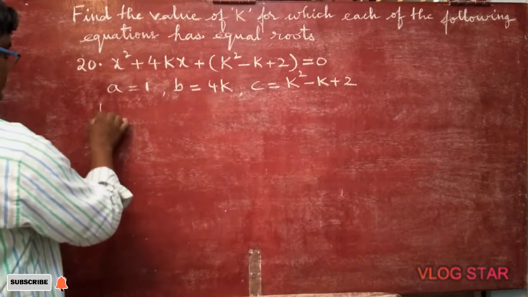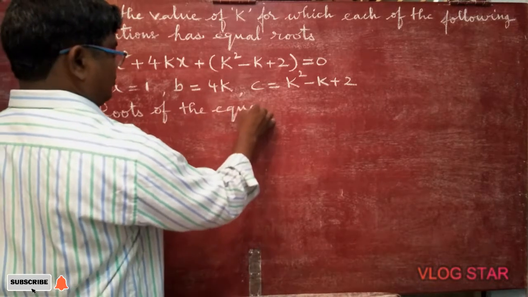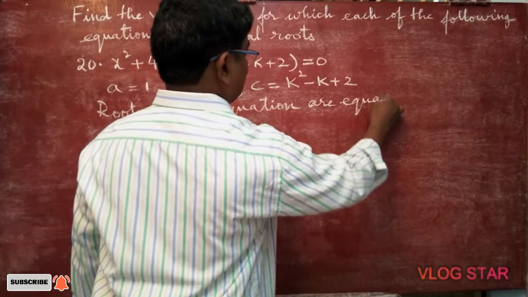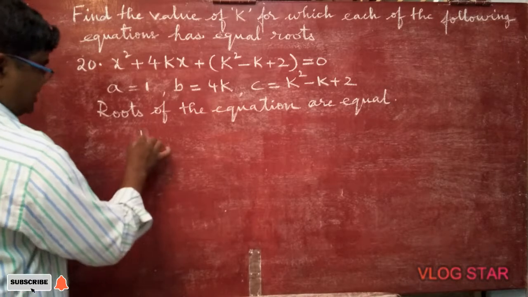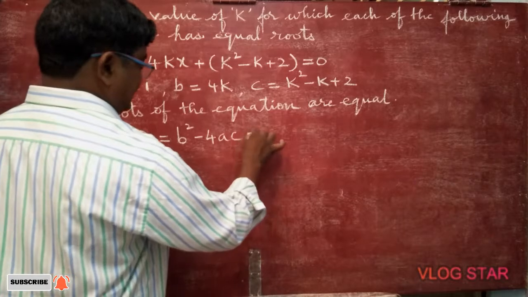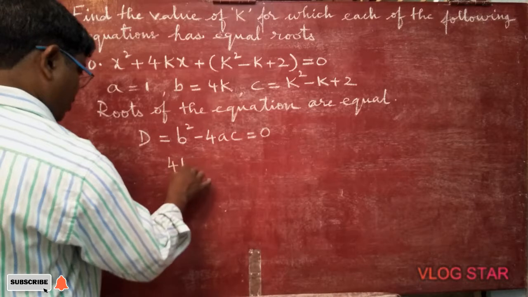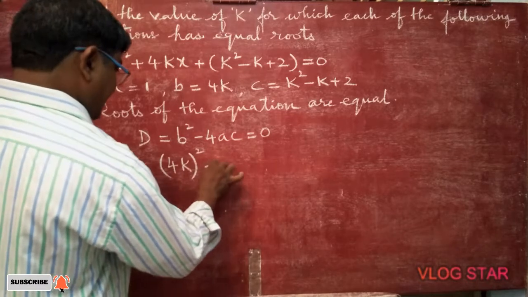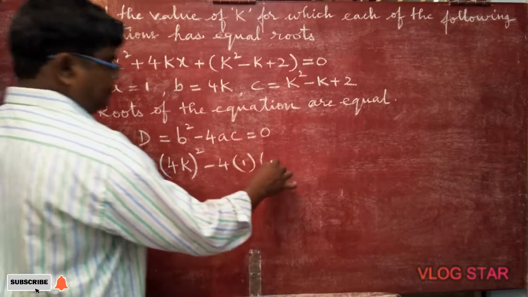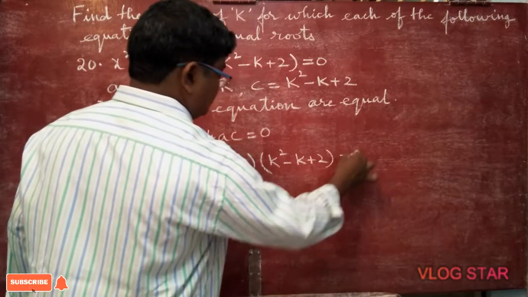What condition have they given? The roots of the equation are equal. What are they telling? The roots of the equation are equal. The meaning of that is what? D, discriminant: b square minus 4ac is equal to 0. Are you able to follow? What is b? 4k. So (4k) whole square minus 4 into, what is the value of a? 1, into c, k square minus k plus 2, is equal to 0.